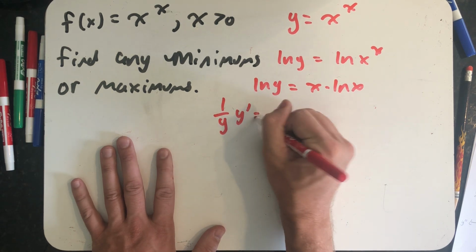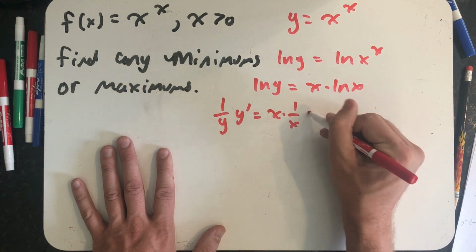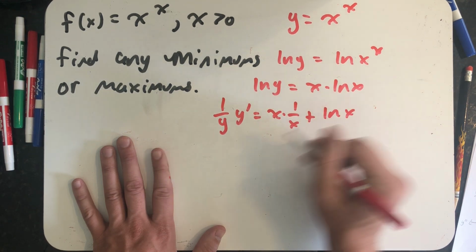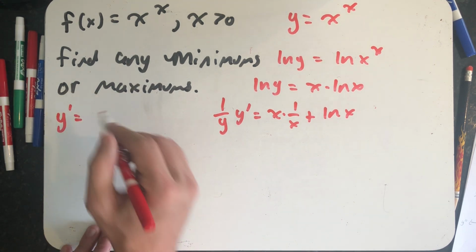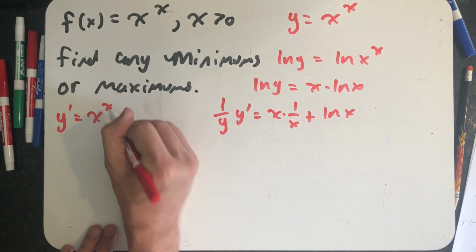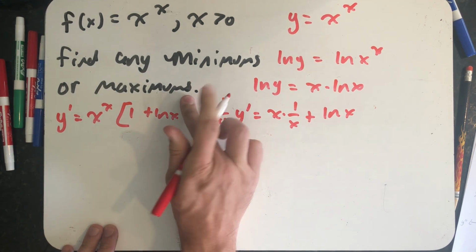So I'm just going to go through and differentiate. On this side, I need to use the product rule. And I find out that the first derivative, y prime, is, well, y, so x to the x, times 1 plus the natural log of x.